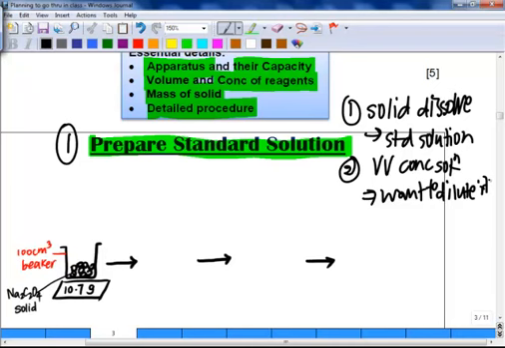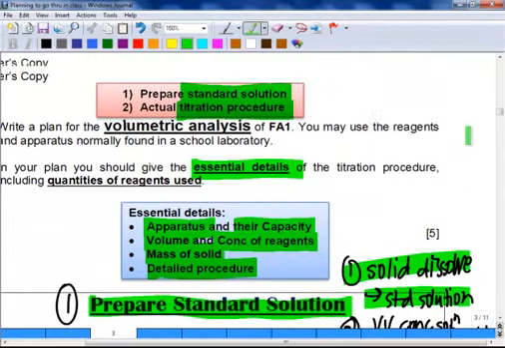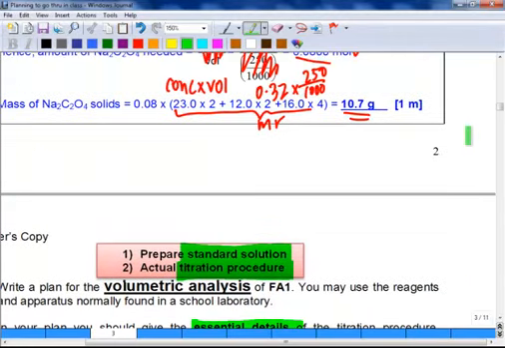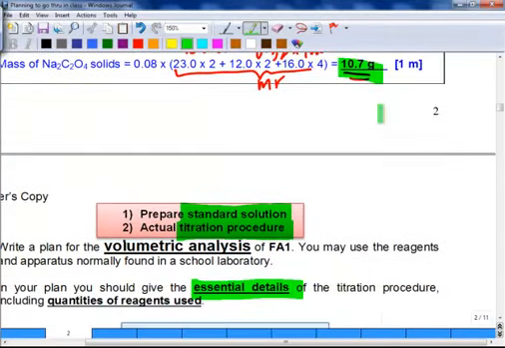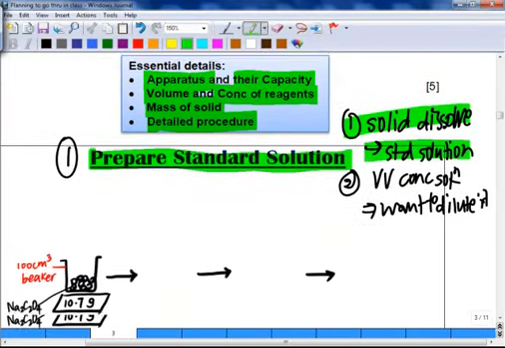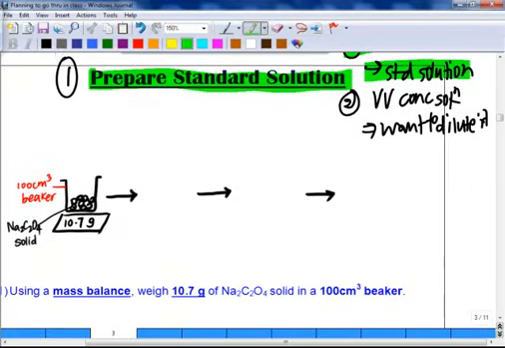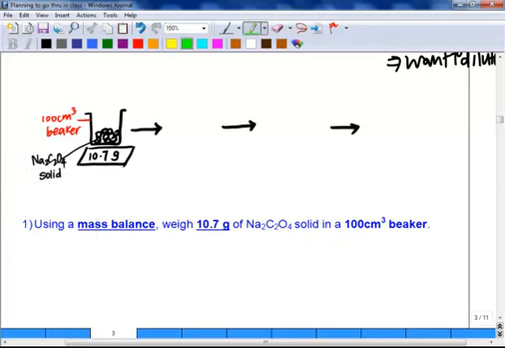Is that okay, everybody? So for this planning, we have solid. We are talking about the first part, where we are dissolving the solid. Based on this, check your previous part where you calculated that you need 10.7 gram. So for the next part you also need to use 10.7 gram. Okay, so with the weighing balance, you weigh 10.7. Use a mass balance.